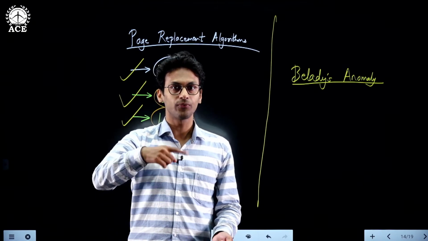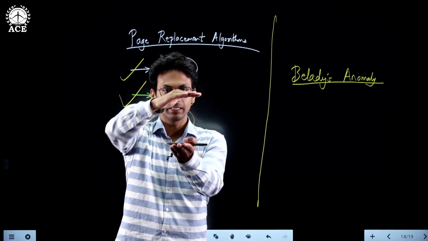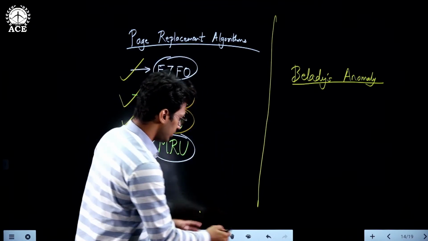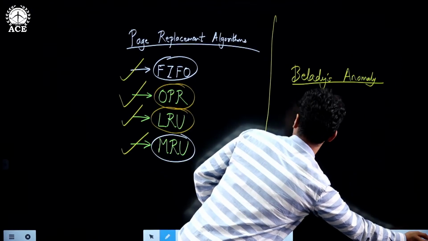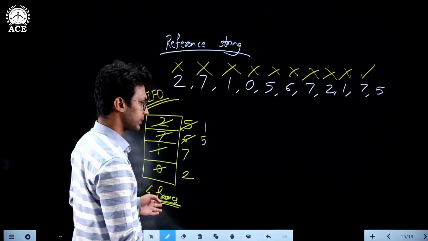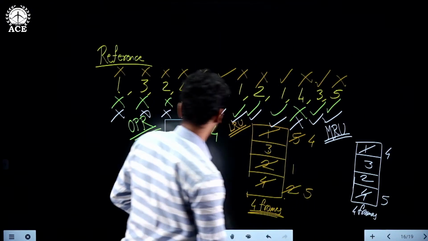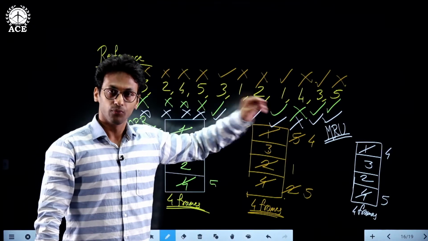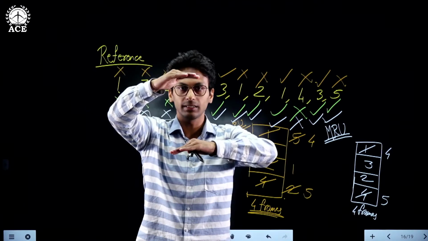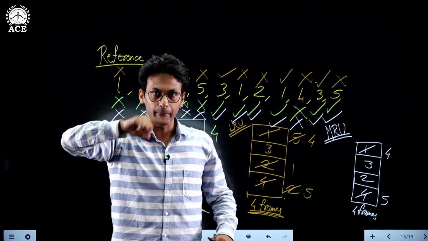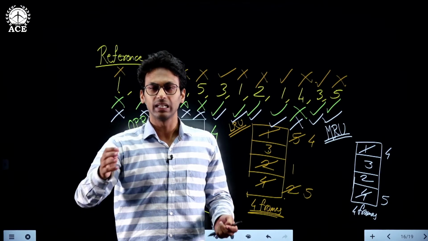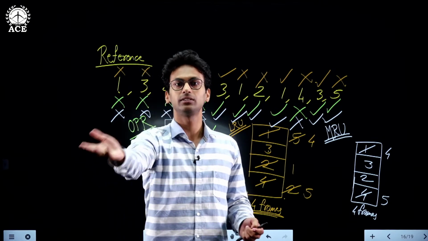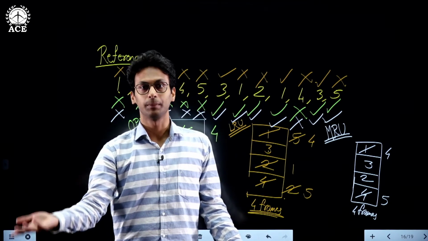Now, if the reverse happens by increasing the number of frames. The examples which you did earlier were with what? 4 frames, isn't it? This example is 4 frames. This example is also 4 frames. For the same reference string, by increasing the number of frames, if page faults, instead of decreasing, increase, that phenomenon is called what? Belady's anomaly. It might happen, isn't it?